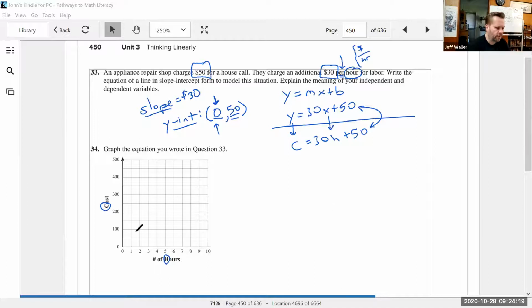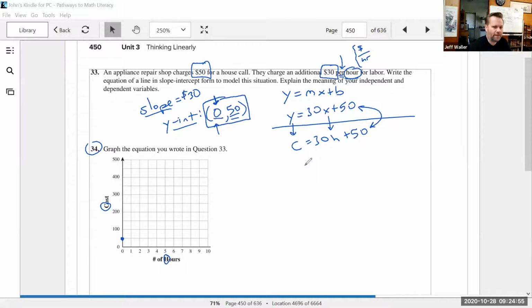Now, here's something we haven't done much of. I want to show you this. This is kind of cool. The one point I know this goes through is the point 0, 50. Can you guys graph that real quick on number 34? Can you graph 0, 50? So I'll be right there, right? That's 0, 50.